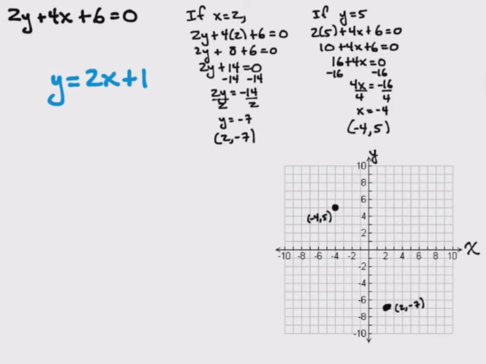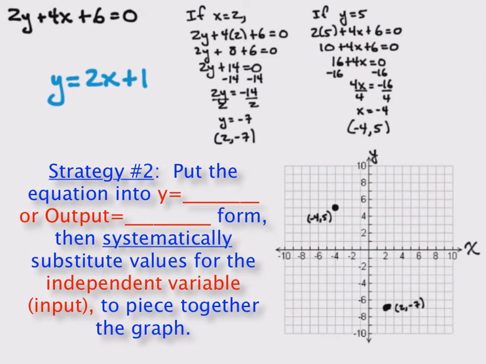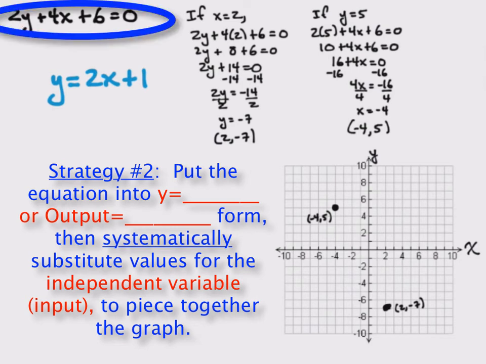Well, when we had our equation in y equals form, all we had to do was just cycle through x values, and it was so easy to compute the corresponding y values. And this brings us to our second strategy, which is to put our equation in the form y equals equation, or output equals equation, then substitute values in for our independent variable, oftentimes x, to find ordered pairs. So let's go ahead and take this equation, 2y + 4x + 6 = 0, and transform it into a y equals equation.